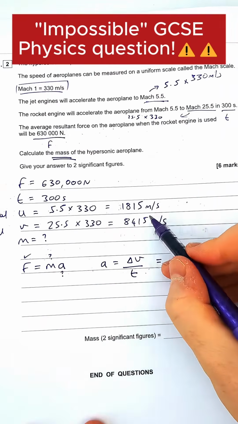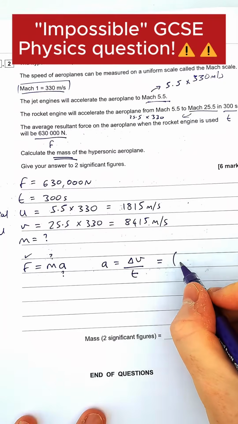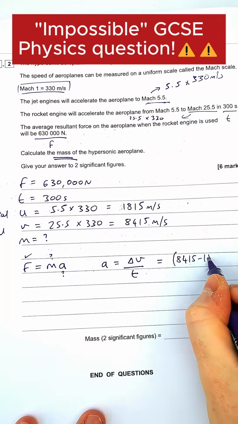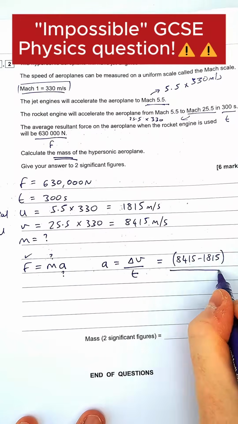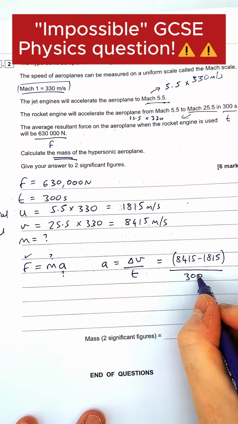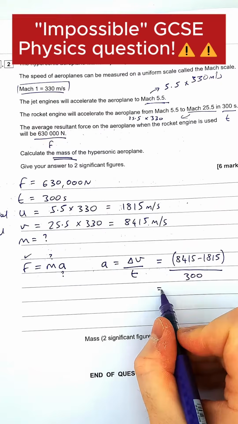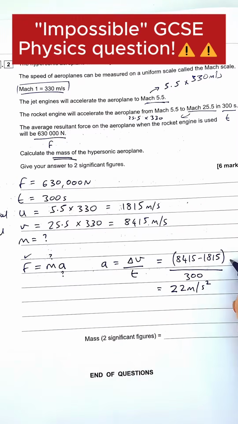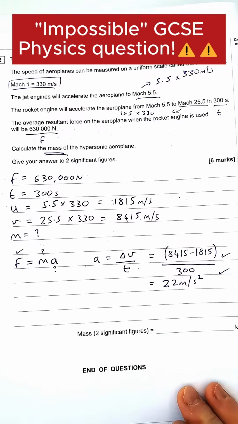Change in velocity is this minus this, and we've got to do both of them because it's a change. So 8415 minus 1815 divided by the time taken, which was 300 seconds. If you put those into your calculator, you get 22 meters per second squared. So I've already got a couple of marks just for doing that first calculation.